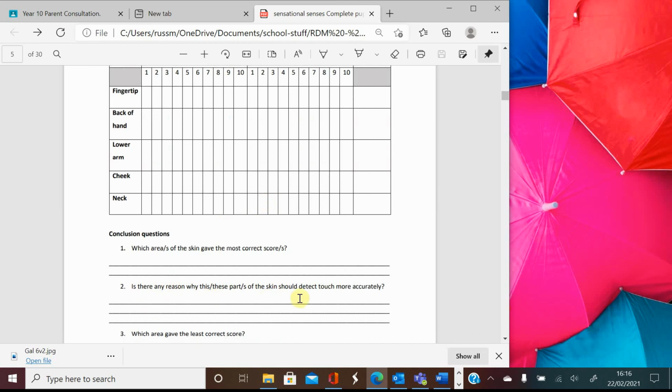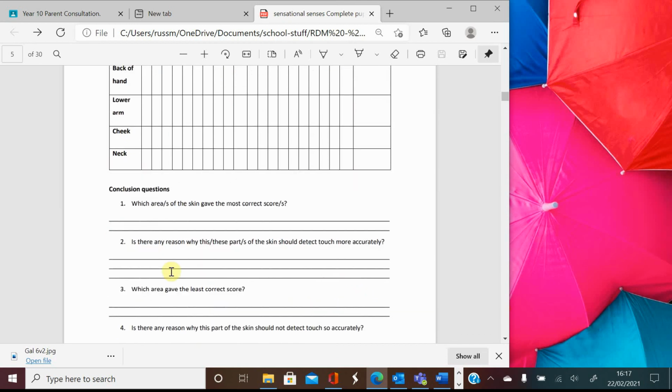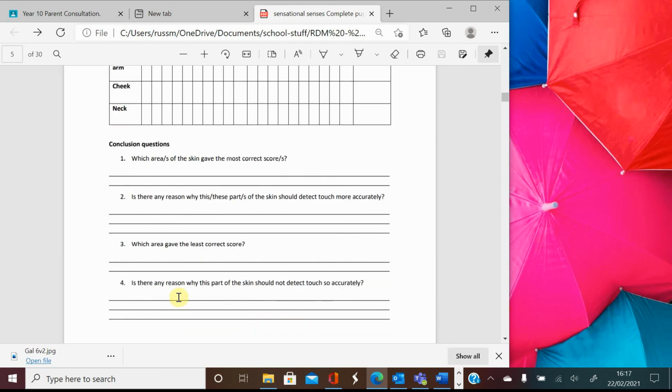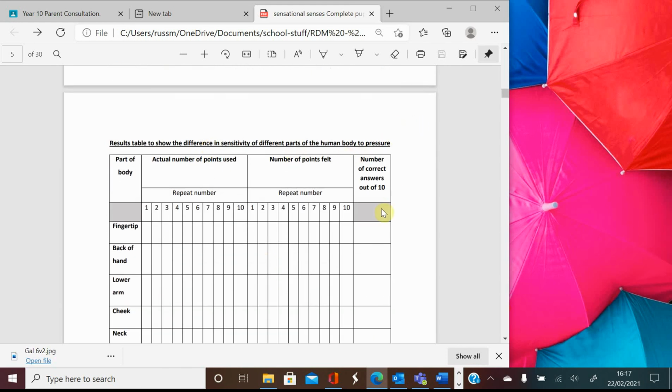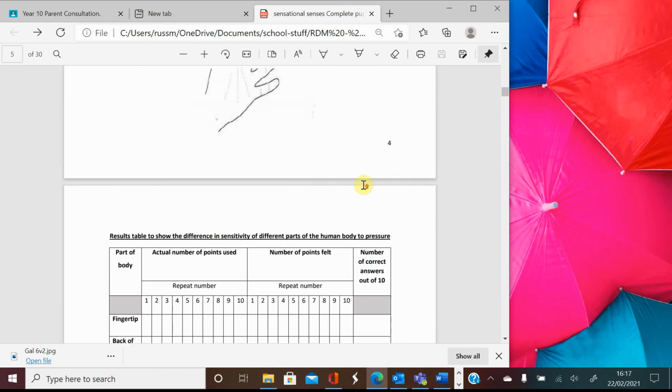Is there any reason why these parts of skin should detect more accurately? Well, we've kind of alluded to that. And which area gives the least correct score? And is there any reason why this part of the skin should not detect so accurately? So it's all about how many receptor cells are there to pick up the information.